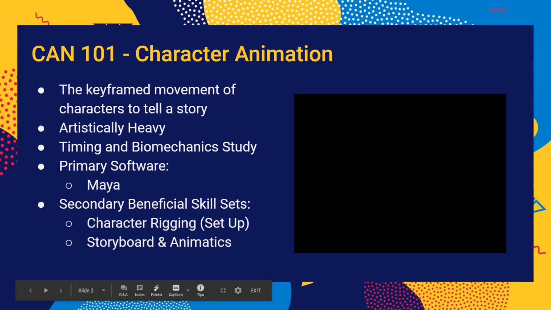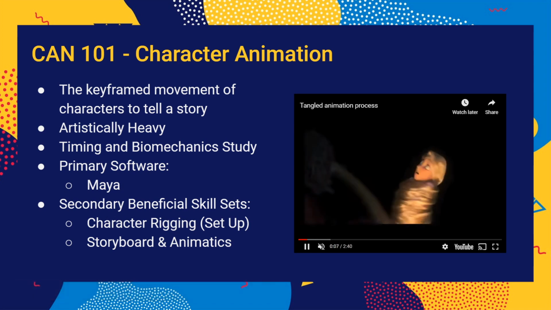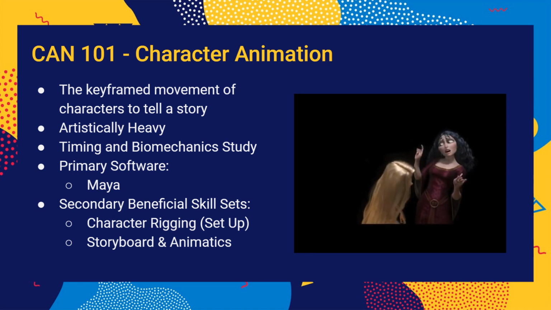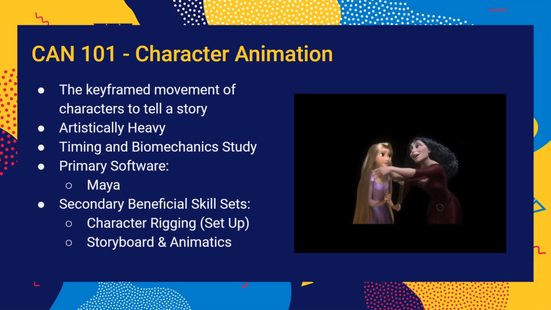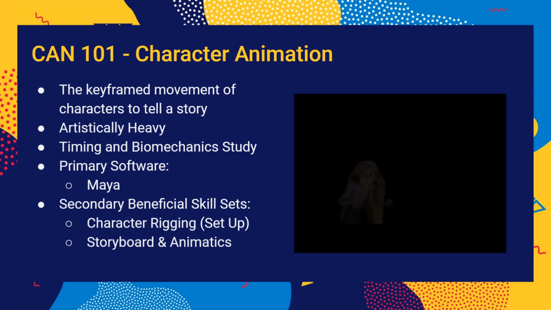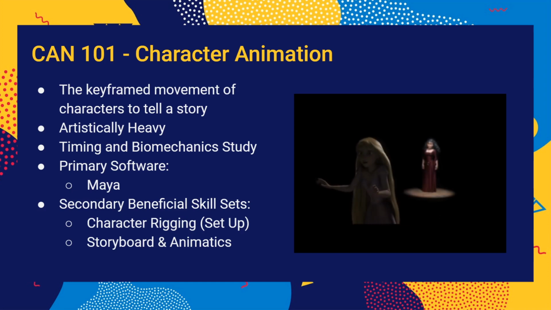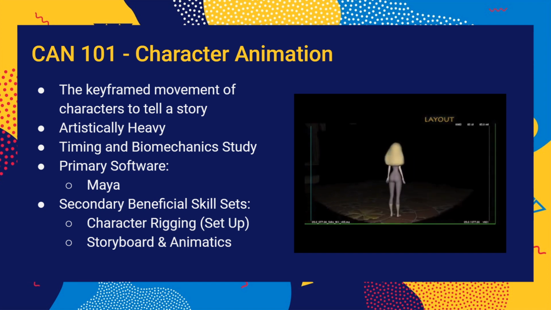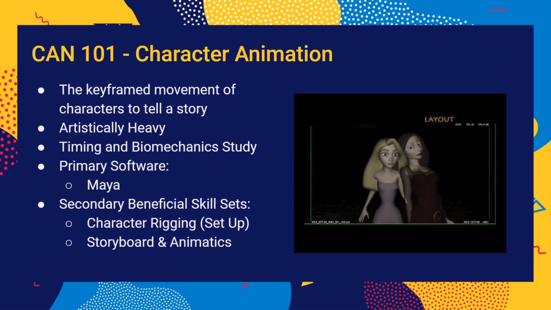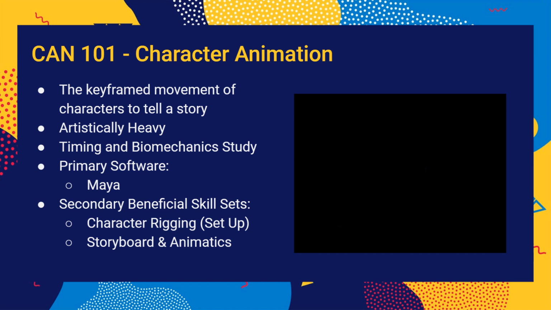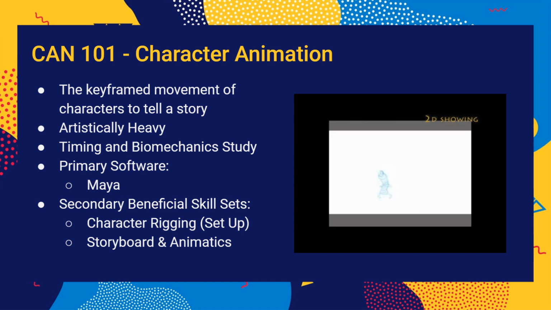First, we're going to do a quick review of what you learned in CAN 101. You found that character animation is the keyframed movement of characters to tell a story. It's artistically heavy. You should study timing and biomechanics. Biomechanics is the study of movement of a living body, including how muscles, bones, tendons, and ligaments work together to produce movement. So you would essentially be studying the movement of people and animals.